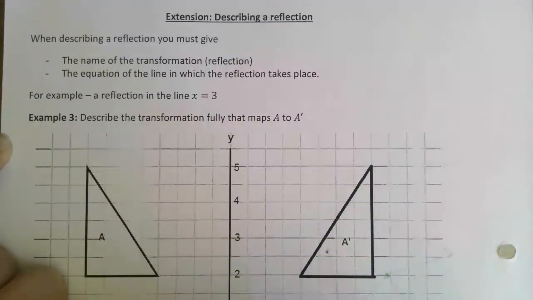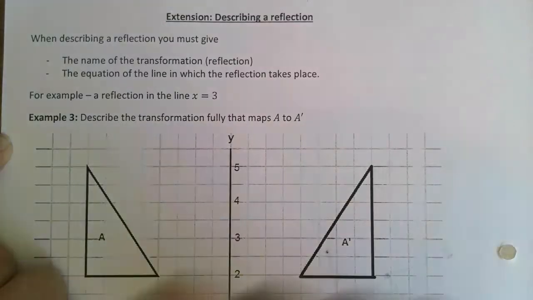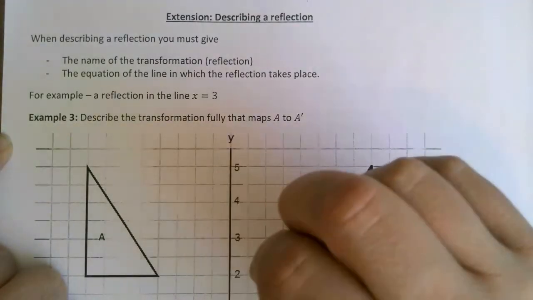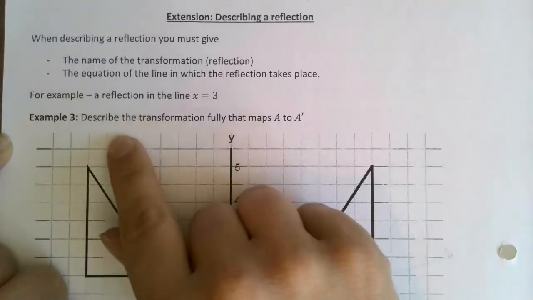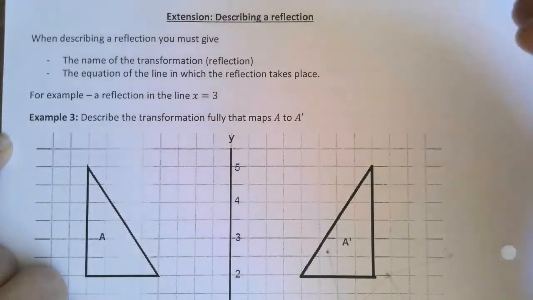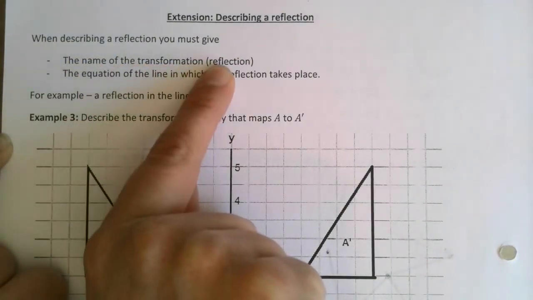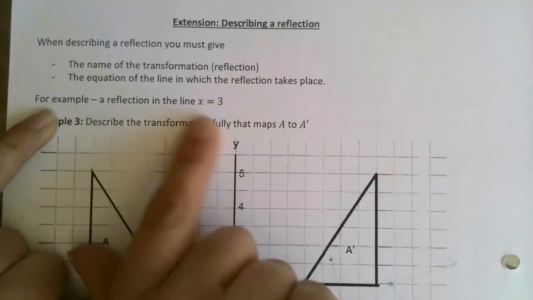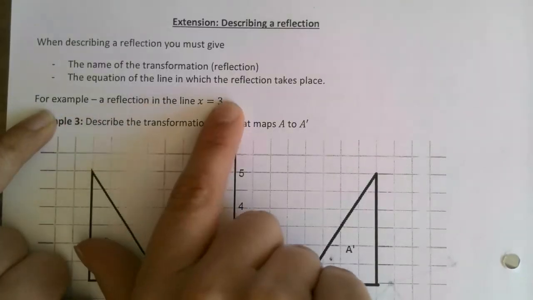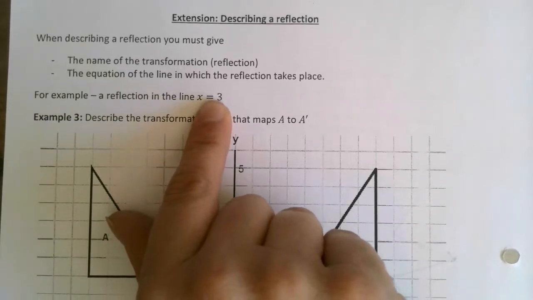Okay, the other thing I wanted to point out was that questions will often be worded like this, so to describe a transformation, and whenever you're doing that, because there's lots of different types of transformations, you have to say what type it is. So far all we've looked at is reflections. So whenever we would be describing our transformation, we would say where it has been reflected about. Okay, so that's up at the top here. Whenever you're describing a reflection, you must give the name of the transformation, which in this case is reflection, and then the equation of the line in which the reflection takes place. So an example of a description would be something like this. It would be a reflection in the line x equals 3, but that doesn't refer to anything on this page in particular. That's just an example of how you would word your description of the transformation.